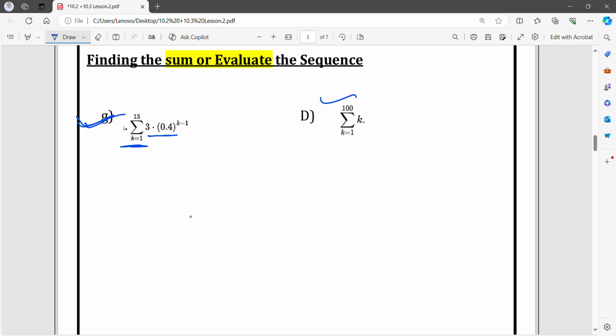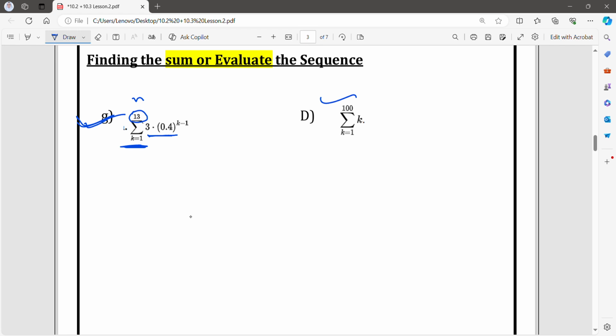Now this means summation with k starting from 1 to 13. How many terms do we have? 13 terms. This means n is 13. How many terms we have in this sequence? 13 terms, and the k value starts from 1. So we have a total of 13 terms starting from 1.